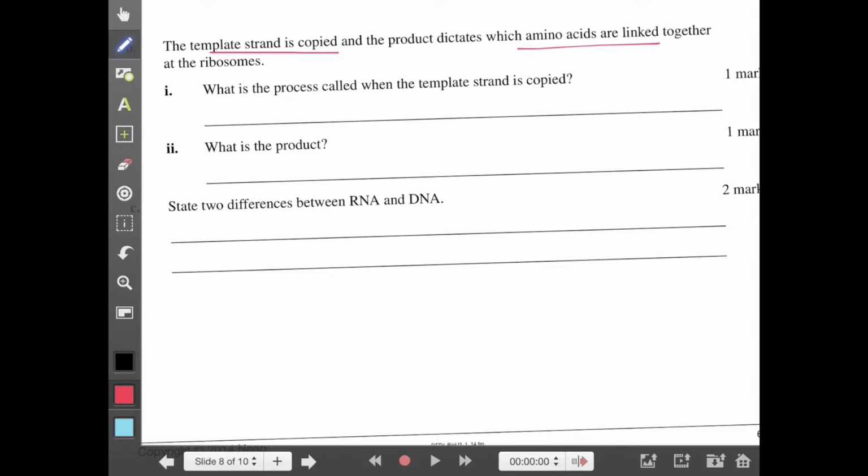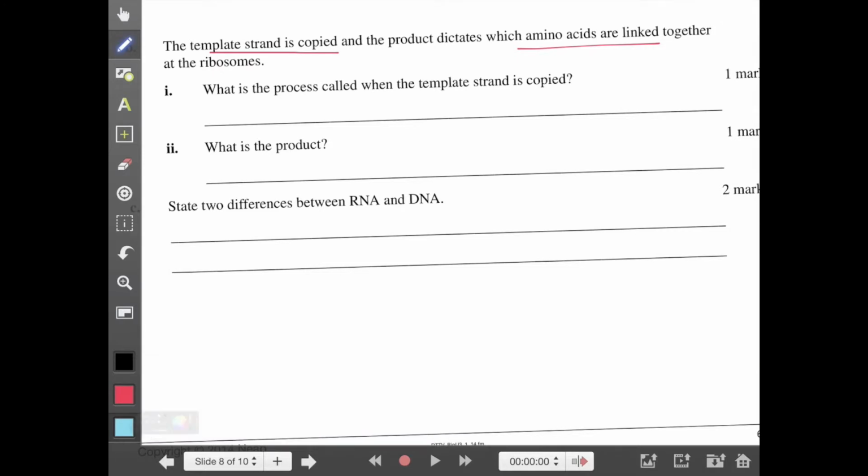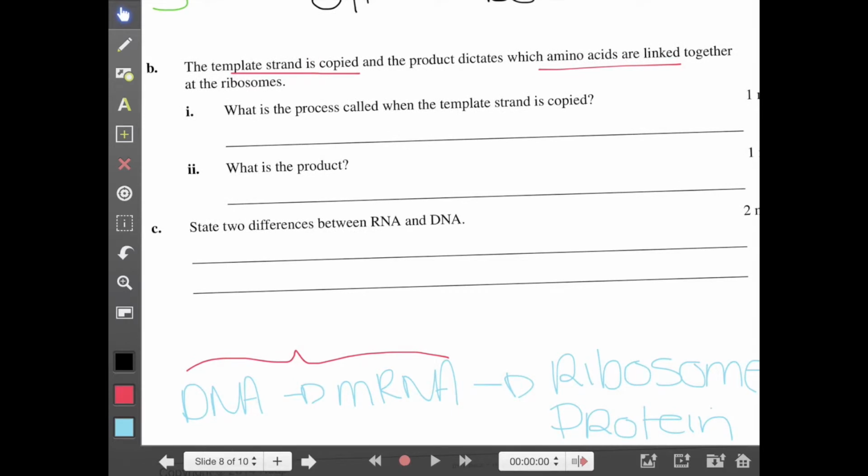So remember, at the ribosome, it goes from DNA to mRNA, and then that goes to the ribosome, and then that produces your protein. This process, from DNA to mRNA, occurs in the nucleus, and that's called transcription.